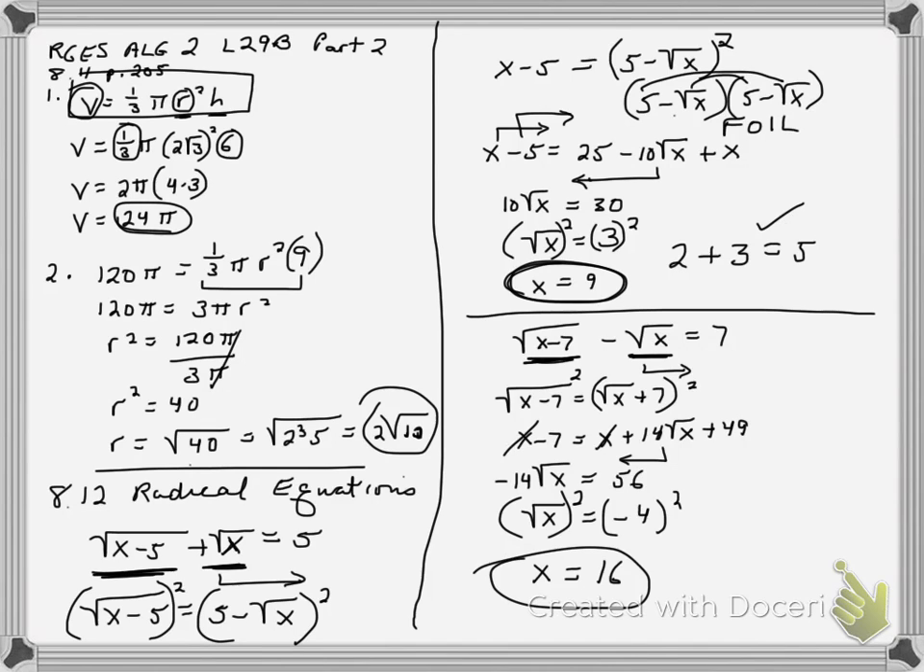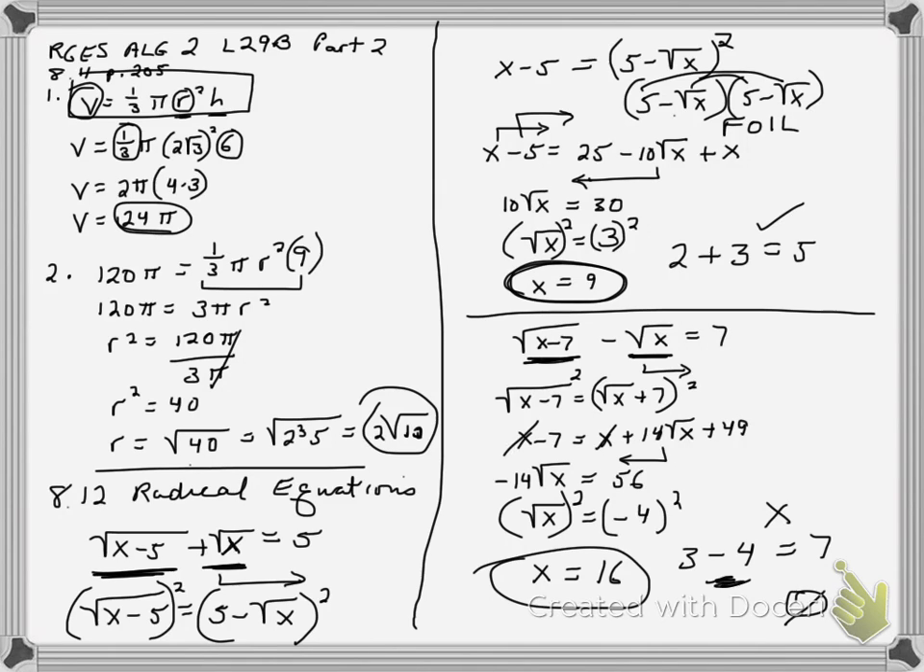Check it though, always check it. 16 minus 7 is the square root of 9, or 3, minus 4 equals 7, and that's false. Notice if it had said plus, it would have been fine. Okay, so this is no solution to that particular one.